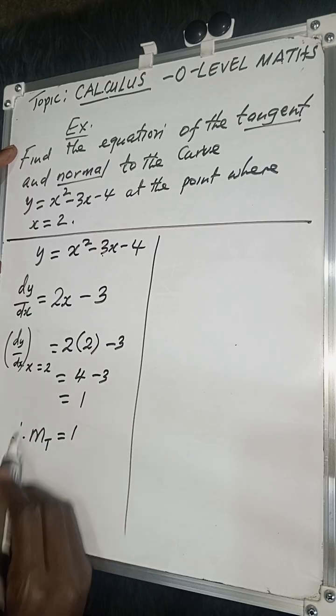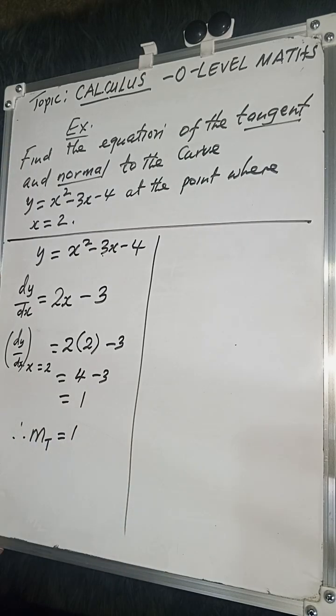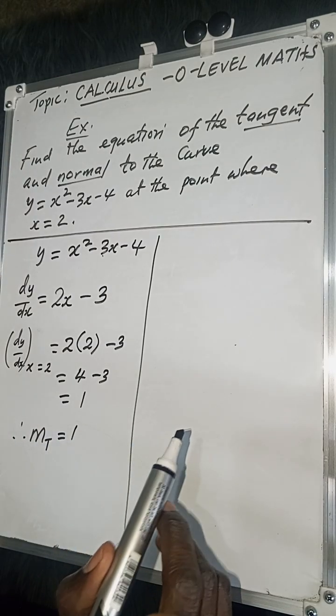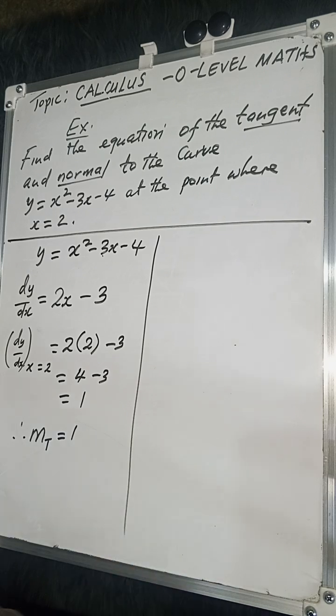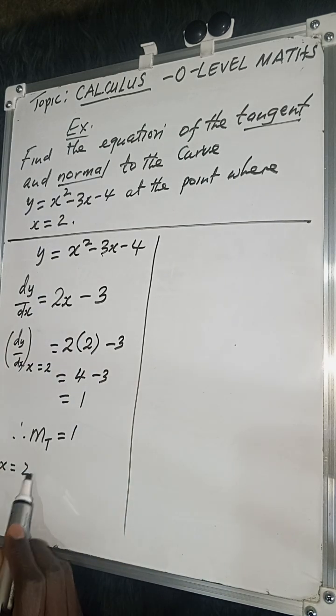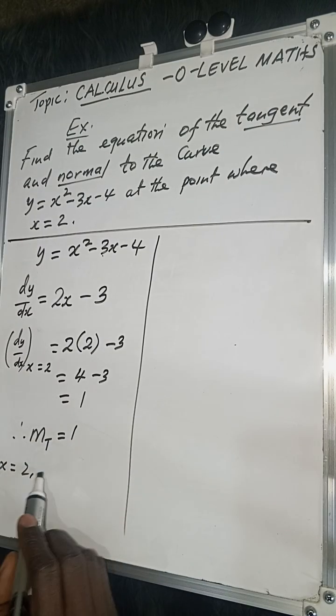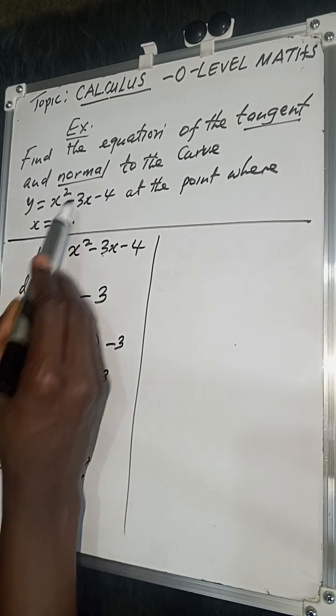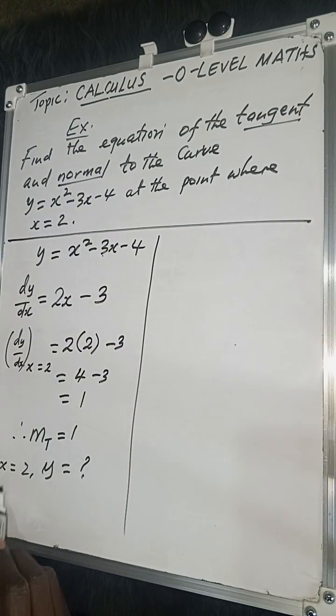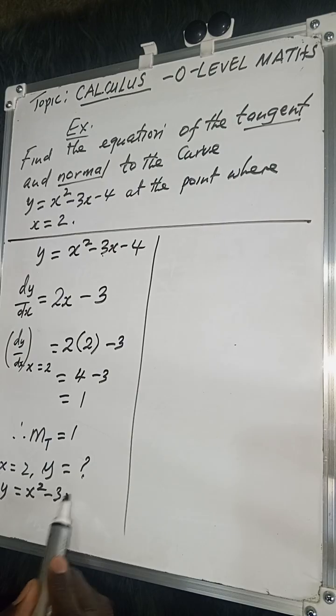Okay. So now, when we find the gradient of the tangent, before we can find the equation of the tangent, I'm first of all going to need to know, they told me that when x is equal to 2, what is the value of y, which we do not know. So we are going to replace in that one. So it will be y is equal to x squared minus 3x minus 4.